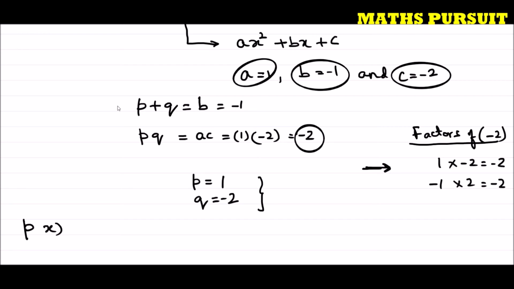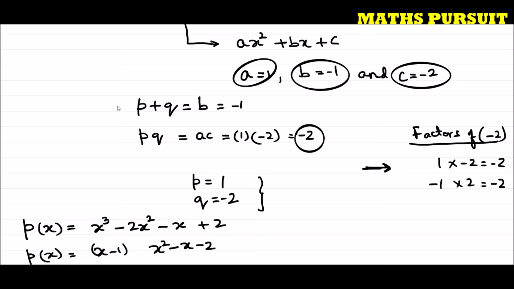Now let us see. The original given polynomial is x to the power 3 minus 2x to the power 2 minus x plus 2. This is our original polynomial. Now we can write the original polynomial as, we have already got one factor as x minus 1, and we are looking for the other two factors from x to the power 2 minus x minus 2.